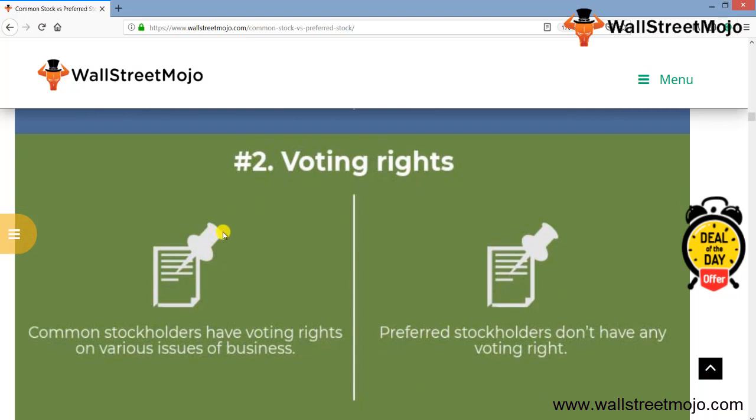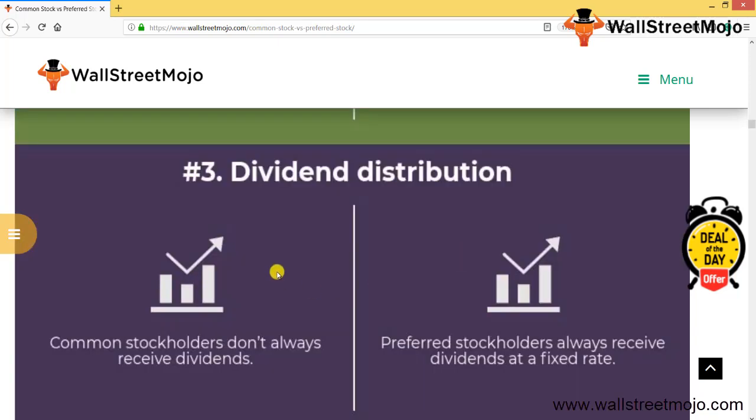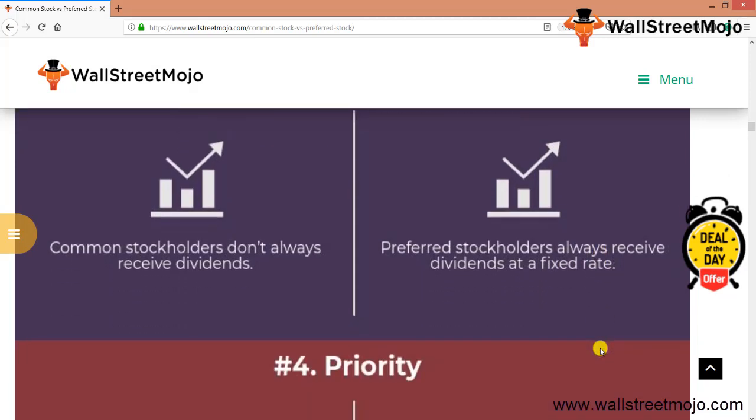Now, voting rights. Common stockholders have voting rights on various issues of the business, while preferred stockholders have no voting rights. Dividend distribution: common stockholders don't always receive dividends. The board of directors has the right to distribute the dividend to equity shareholders, but they may not, depending upon the availability of profit. But the preferred stockholder, as the name suggests, always receives the dividend at a fixed rate that has been decided at the inception.